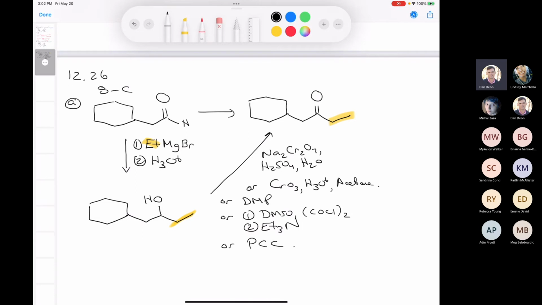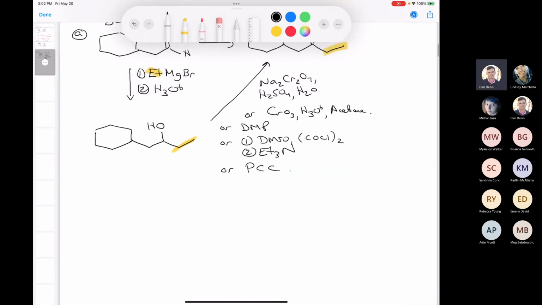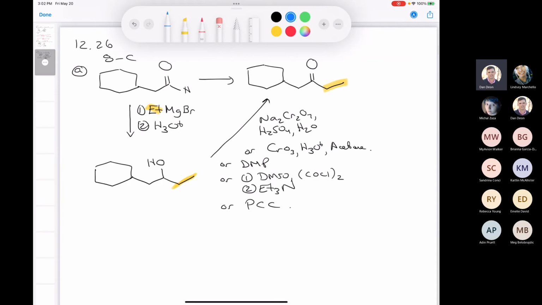Let's try another one that involves a Grignard. So I'm going to ask my students about this one. Let me use the blue pen. So this is B. We're starting with this aldehyde, and I want to convert it to this ketone. Like that. How many carbons am I adding here? Can anybody tell me? One. Yeah, just 1 carbon.